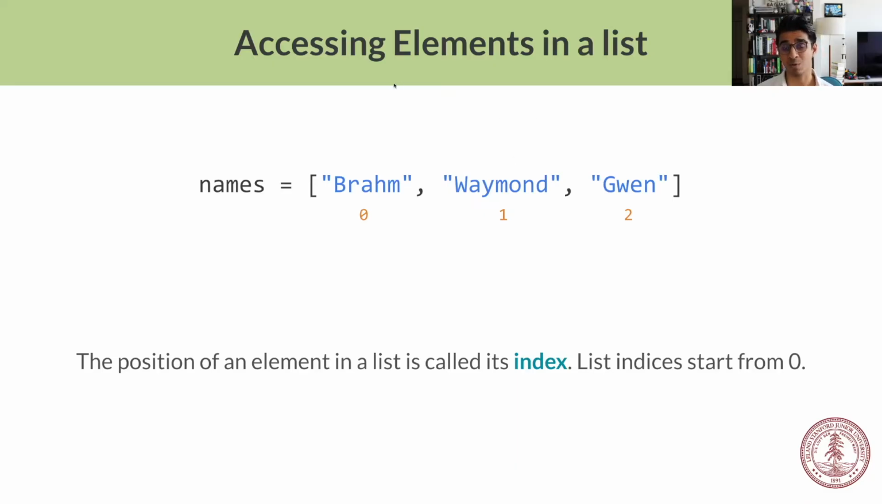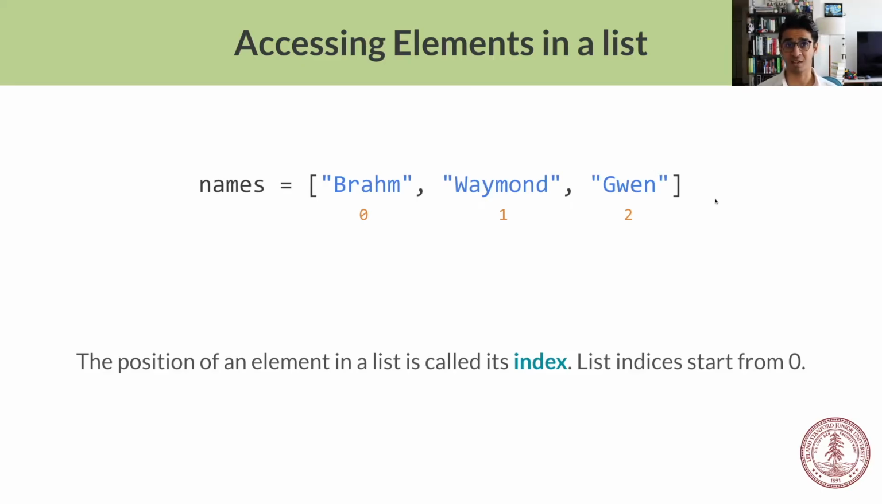But in programming, we count it with 0, 1, and 2. Formally, we refer to these positions as the index of a particular element on the list, and the plural of that is indices. So the indices of a list count the elements and the positions of those elements in a list and they start at 0 over here. So we can say that Brum is the element at index 0 of this list, Waymond the element at index 1, and Gwen the element at index 2.